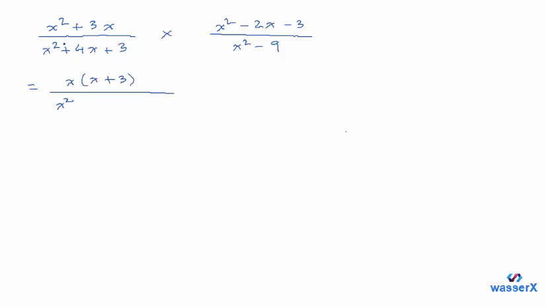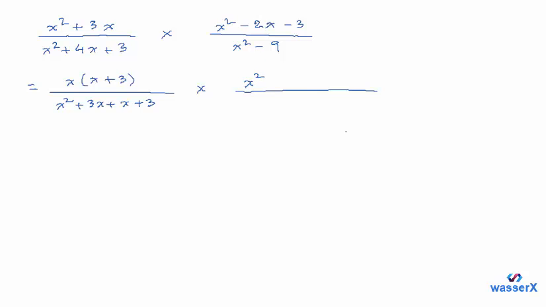So you want to think of two numbers that add up to positive 4 and that multiply to give you positive 3. And the obvious choice is positive 3 and positive 1. So you have positive 3x plus 1x, or x plus 3, to be multiplied with, on the top we have again a trinomial. So let's try and factorize it.